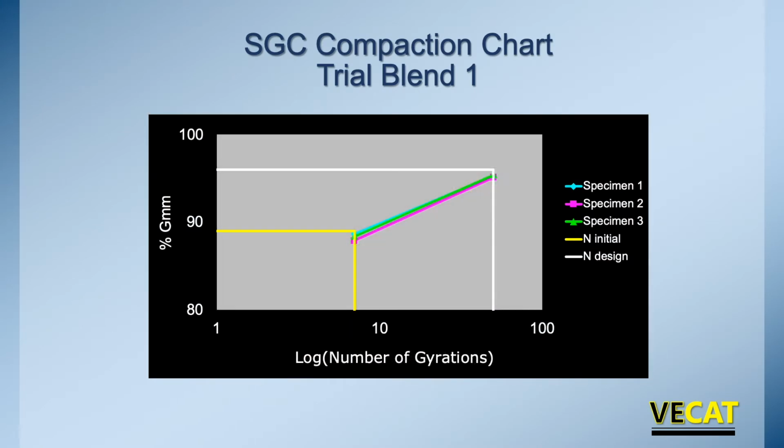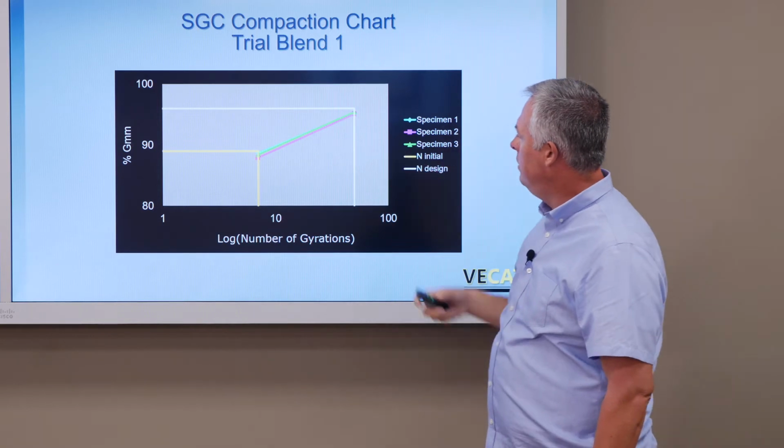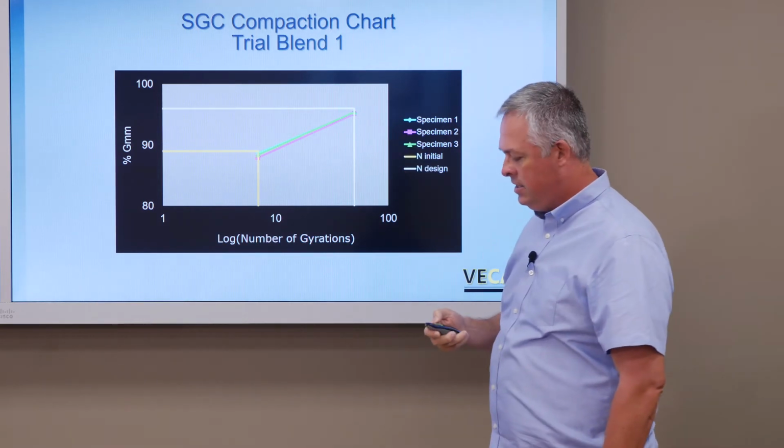So here's specimens 2 and 3, and it looks like all 3 of them, and that's good, we've been pretty consistent with our compaction. It looks like they're all running just a little bit on the looser side of 96% density.